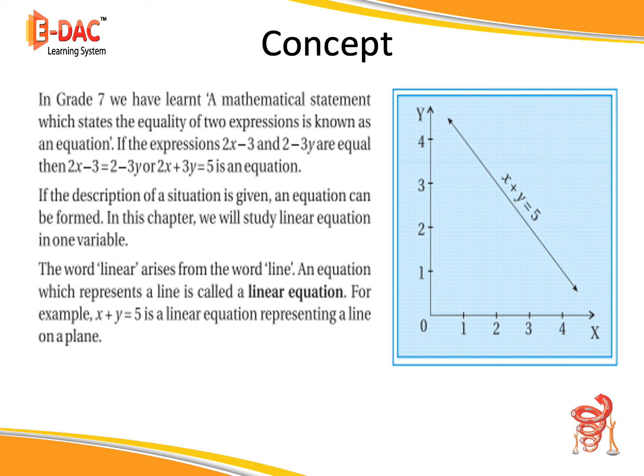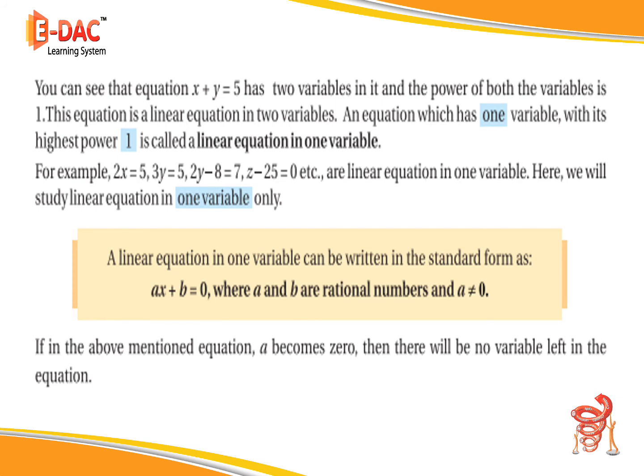In this chapter, we will study linear equation in one variable. The word linear arises from the word line. An equation which represents a line is called a linear equation. For example, x plus y equals to 5 is a linear equation representing a line on a plane. You can see the equation x plus y equals to 5 has two variables in it, and the power of both the variables is 1. This equation is a linear equation in two variables.